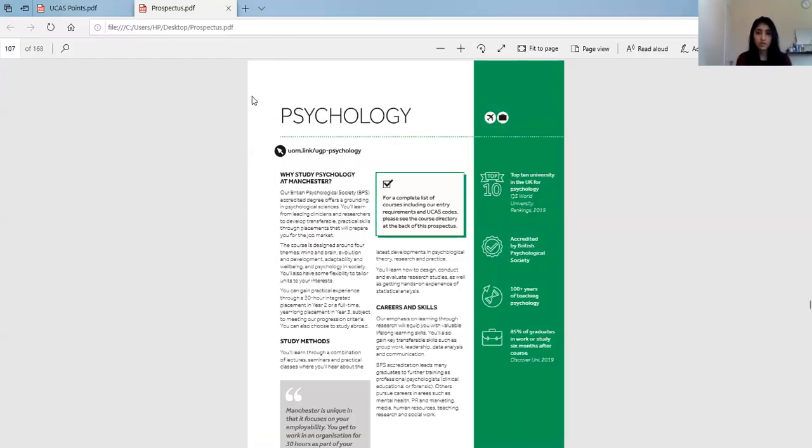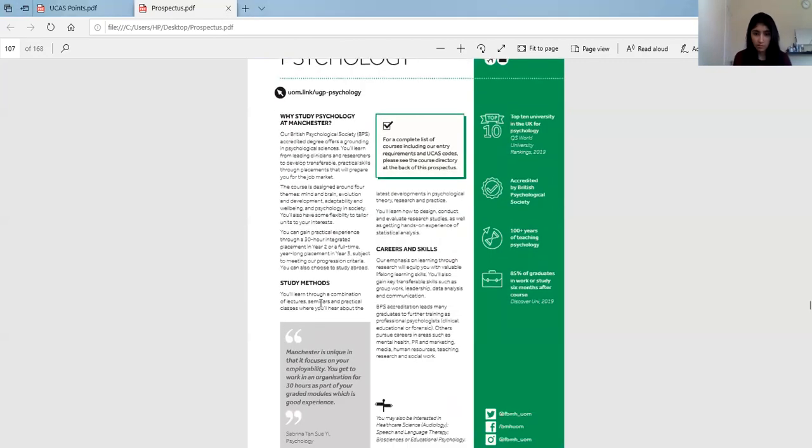First we're going to look at psychology. The way that this prospectus is laid out, here at the start, it has a bit of information about what the course is like. Psychology is basically the scientific study of the mind, brain, and behavior. It will also have information about study methods here, for example, lectures, seminars, and practical classes. It's really important that you look at the study methods as well, because everyone has their own different learning styles. So it's good to choose a course that would match the type of learning style that you have.